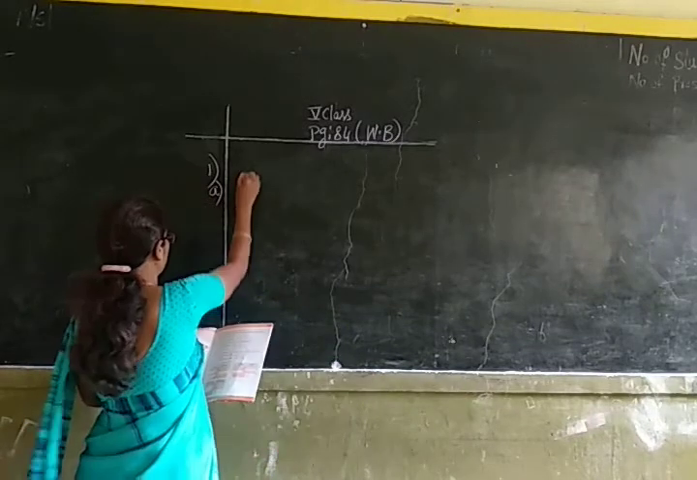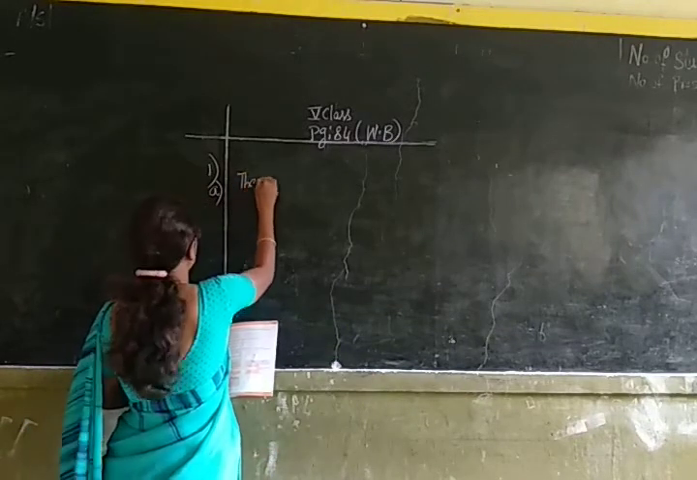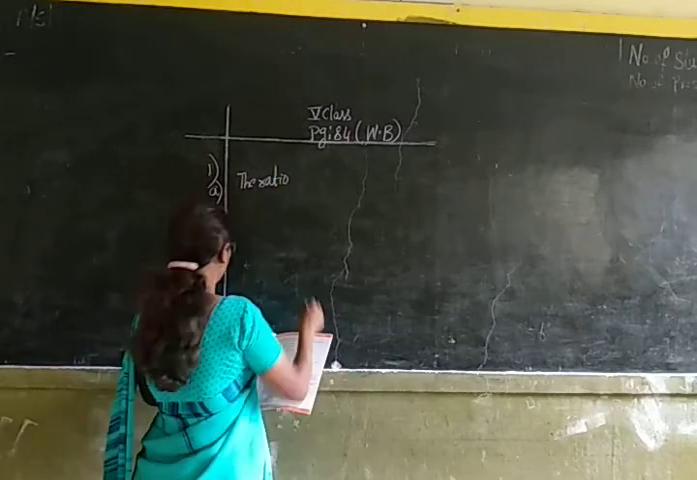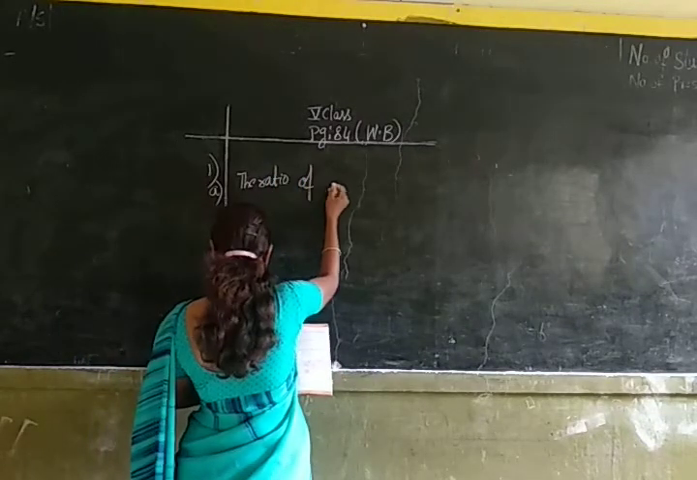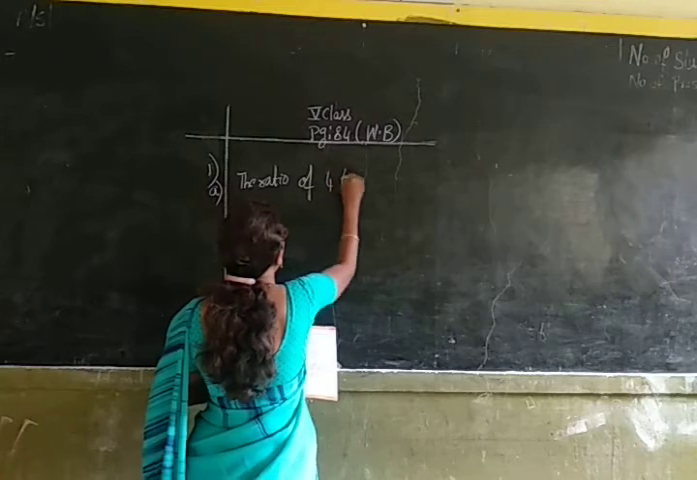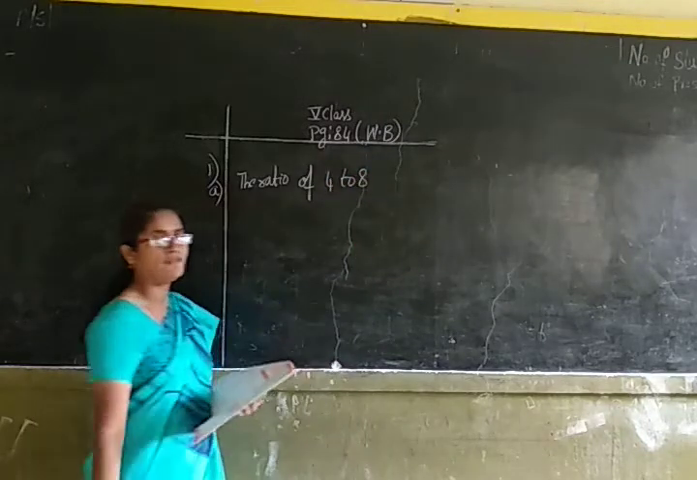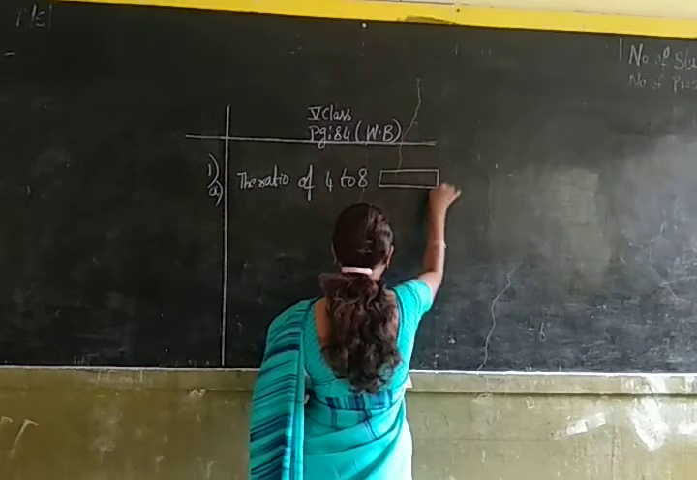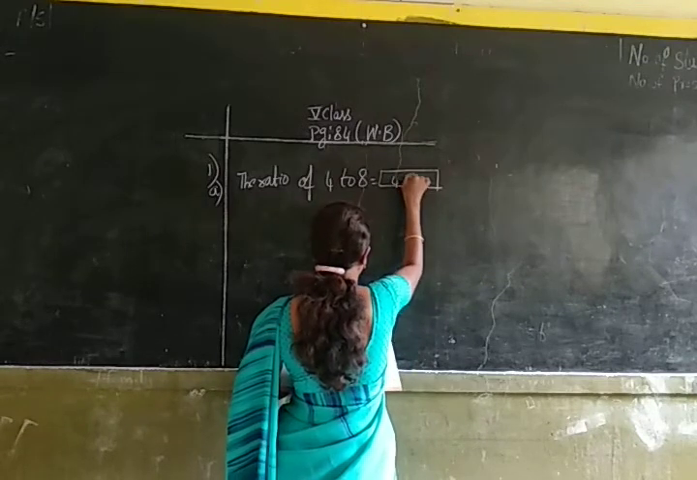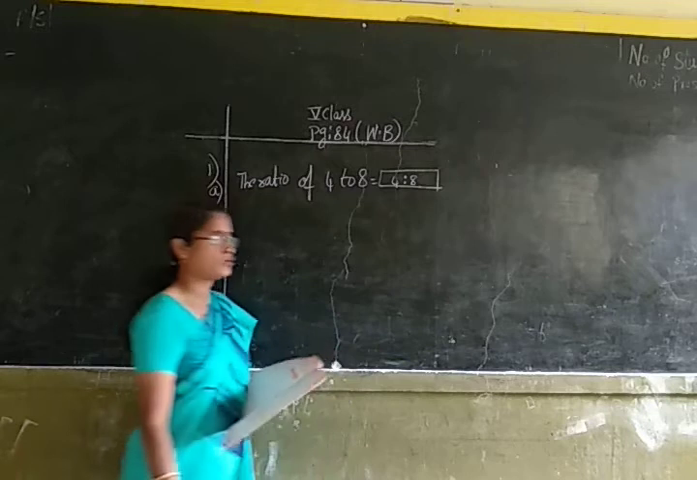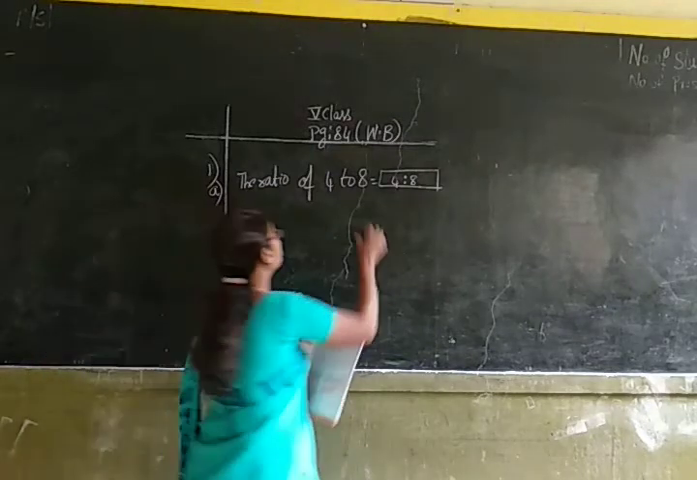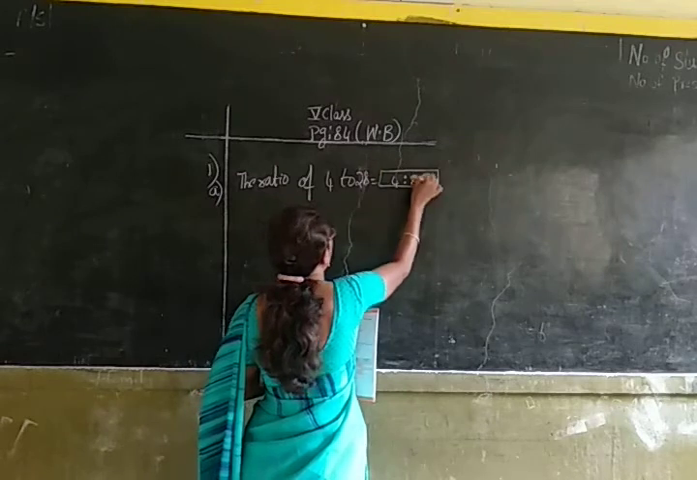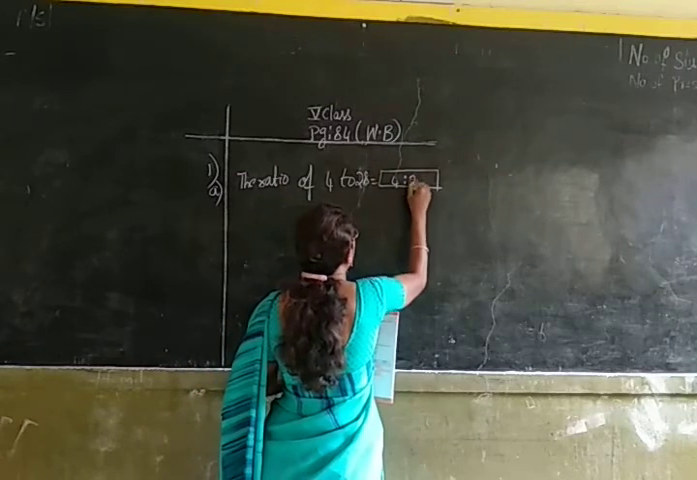So the first one is the ratio of 4 to 8, which means 4 is to 8, which means it is 4 is to 28 children. It is 4 is to 28. So all of you write down 4 is to 28.